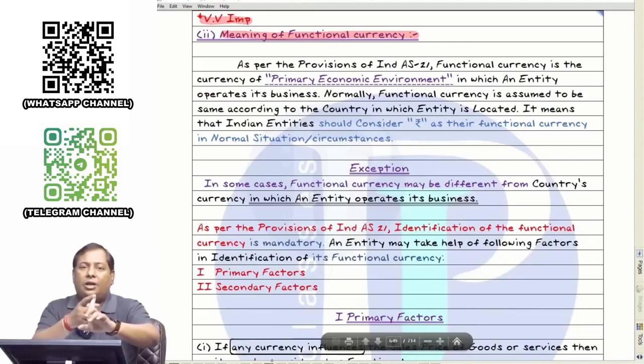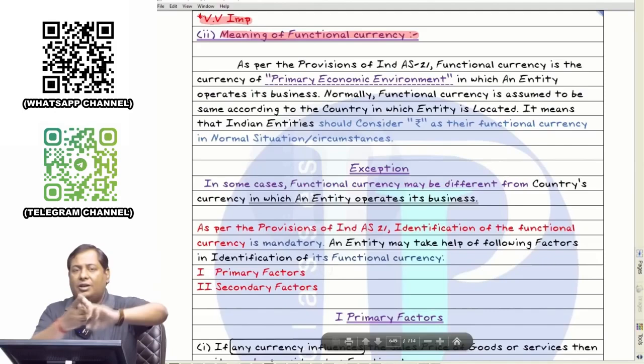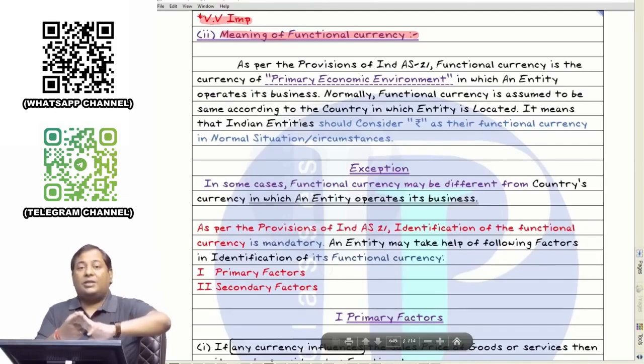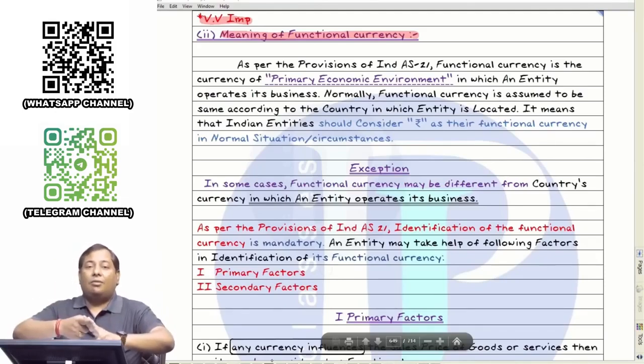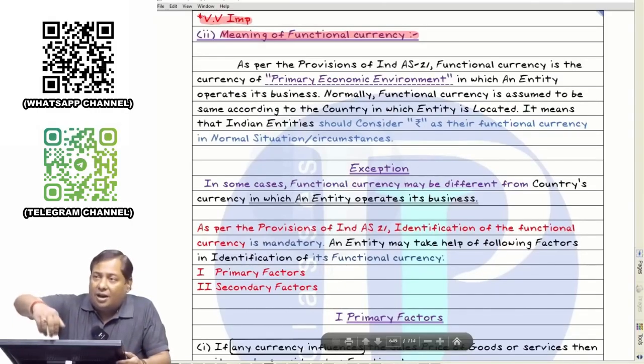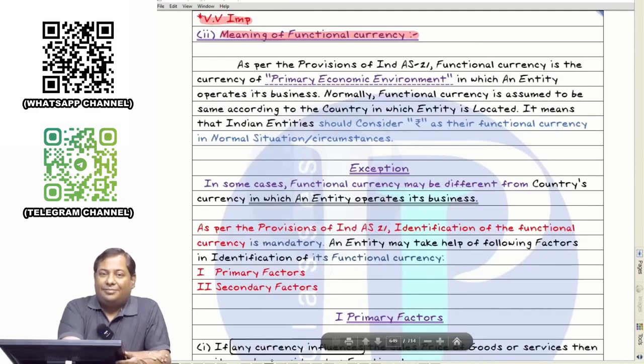So reporting currency is used to prepare your balance sheet, P&L, cash flow statement. Then functional currency is with which you do your business. Third one is foreign currency. If any currency is different from the functional currency, then it is your foreign currency.